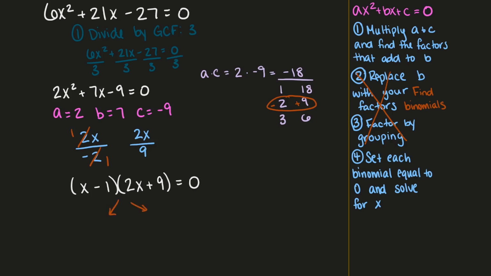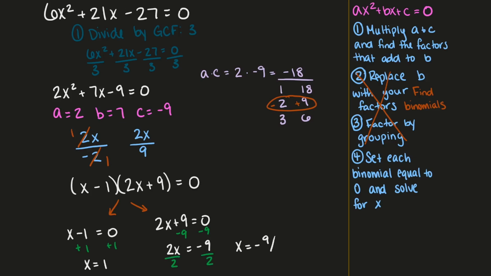Now we can solve for our x's. So x minus 1 equals 0, and 2x plus 9 equals 0. On the left side, we'll add 1 to both sides, and we'll get x equals 1. On the right side, we'll subtract 9 from both sides. So we get 2x equals negative 9. Divide both sides by 2. And we're left with x equals negative 9 over 2. And those are our values for this expression, x equals 1 and x equals negative 9 over 2.